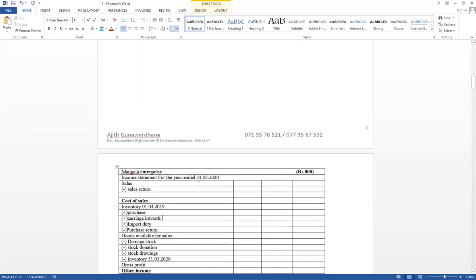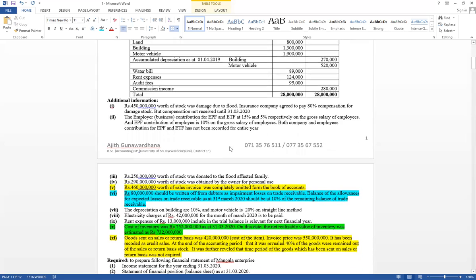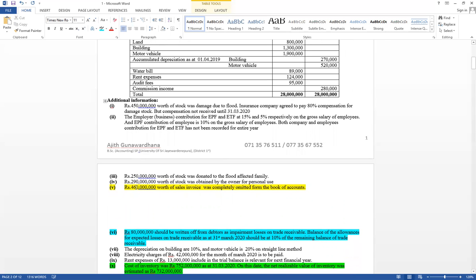We are going to discuss how to prepare the financial statement based on the trial balance. From the beginning, additional information should be dealt with. Now think about additional 5 first. Sales invoice completely omitted. Therefore, this value affects debtors as well as sales. The sales invoice relevant to credit sales was completely omitted. Therefore, the 460,000 value in 1000 should be added to the debtors as well as sales. Therefore, it affects debtors. You have to calculate the correct debtors value as well as the correct sales value.